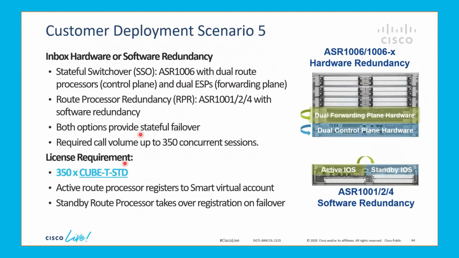If you're expecting 350 calls to be handled by this setup, then all you need is CUBE T standalone standard license, not redundant, because these are not CUBE HA redundancy options. These are underlying platform options. So from a CUBE standpoint, we don't require anything beyond the standard CUBE trunking license.